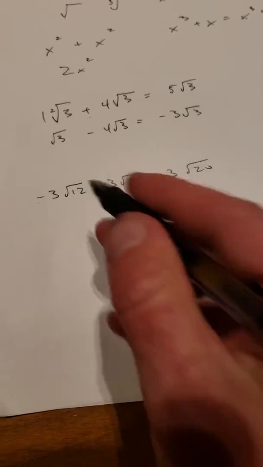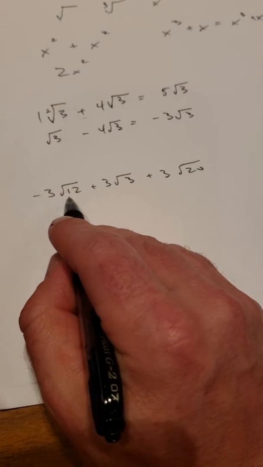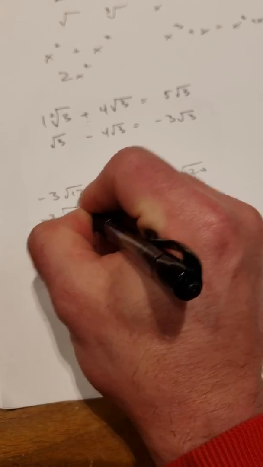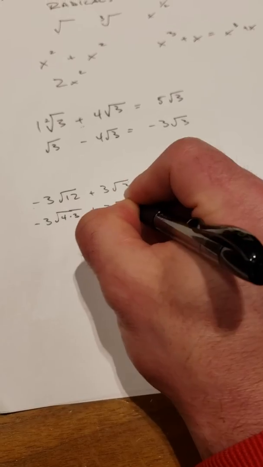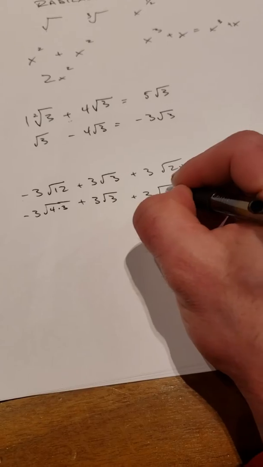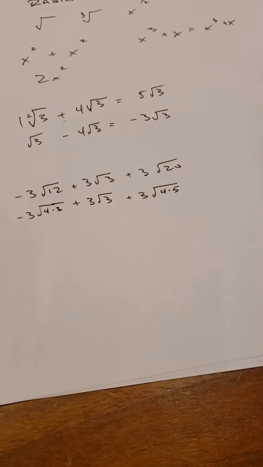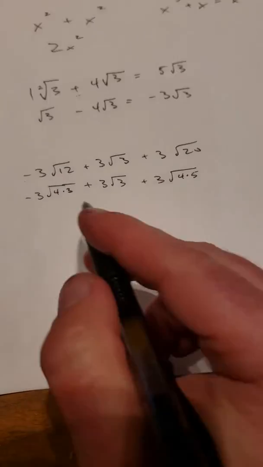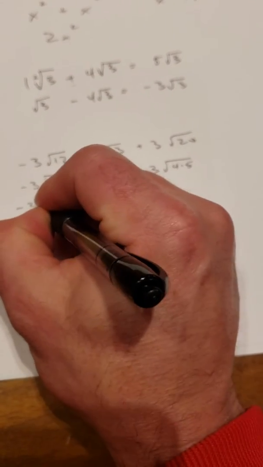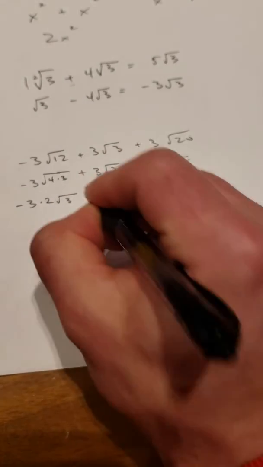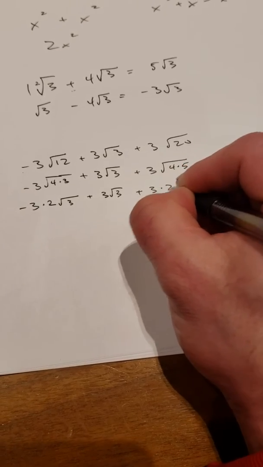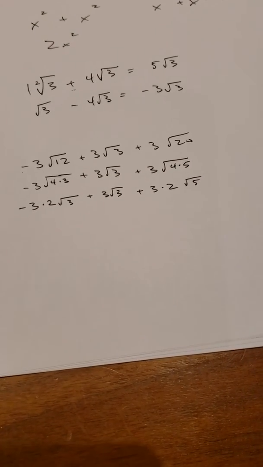Okay, so let's isolate just this. I can break down that square root 12. And this is negative 3 square root 4 times 3 plus 3 root 3. Can't do anything with square root 3. Plus 3 root, well, I know that this is 4 times 5. Okay? All right, well, I know that the square root of 4 is 2. So let's go negative 3 times 2, square root 3, plus 3 root 3, plus 3 times 2, square root 5.